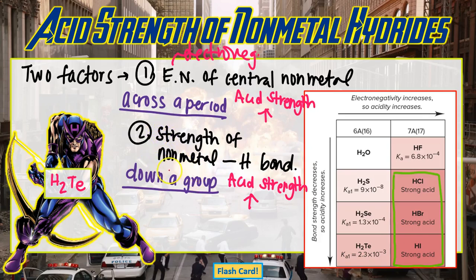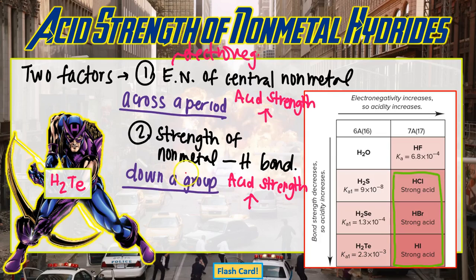Let's focus on electronegativity first. So electronegativity is going to increase as you go across a period, right? Well, the same thing when it comes to acid strength. If you increase electronegativity as you go across a period, you're also going to increase acidity as you go across a period. Another way you can think of it is that you can increase acid strength as you go across a period. So that's one factor that's going to help us.